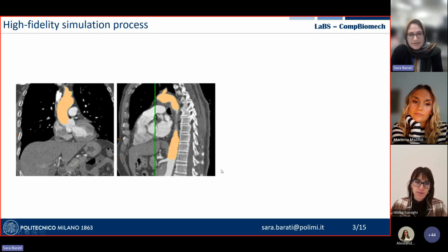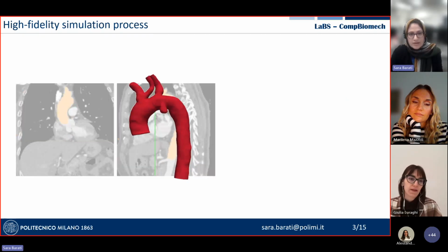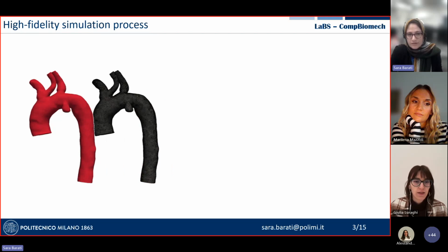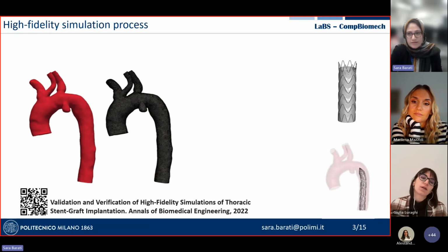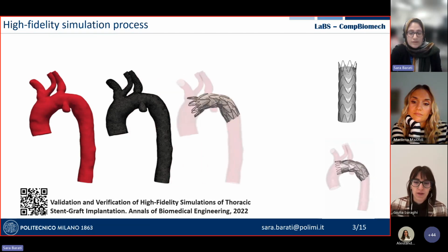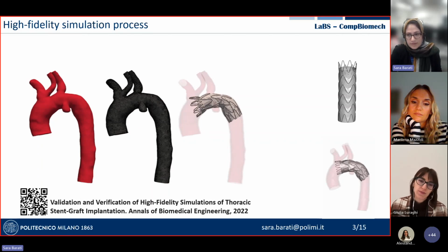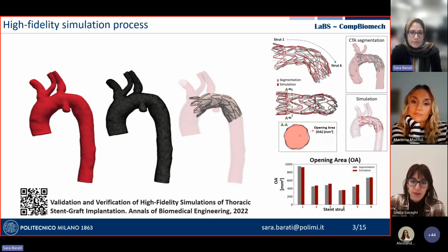The process starts from CT images of the patients, and then we do the reconstruction of the patient anatomy and discretization. And with the process that the surgeon has chosen for this patient, we run the high-fidelity simulation of the deployment of the stent graft inside the patient-specific model. This methodology has been validated and verified thoroughly by my colleagues. If you're interested, you can check this paper and other papers by the authors.